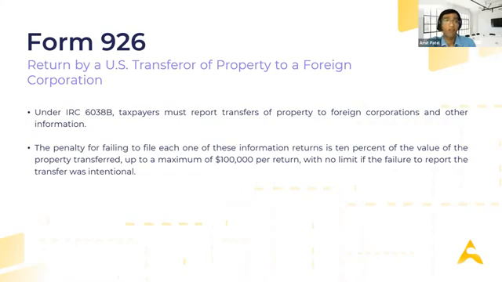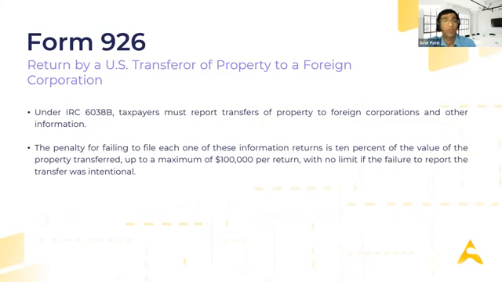Many a times in the software, you don't see this form as well. So as a taxpayer, when you transfer a property, when you make an investment, and as a part of making that investment in the foreign corporation, you transfer cash or property, you have a reporting requirement on Form 926. Like how you made that investment, what property you transferred, when you transferred, whether you transferred cash or something else. All these are just information.